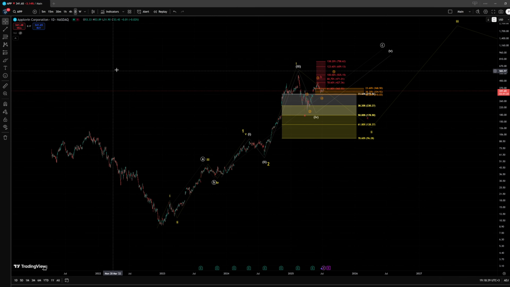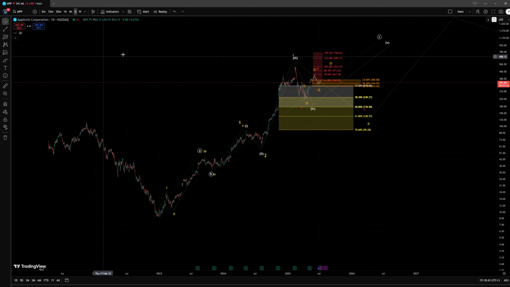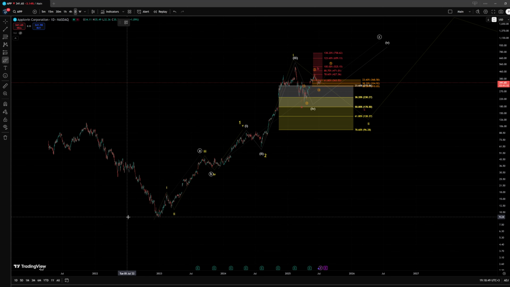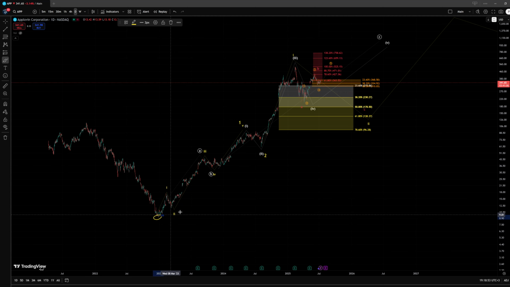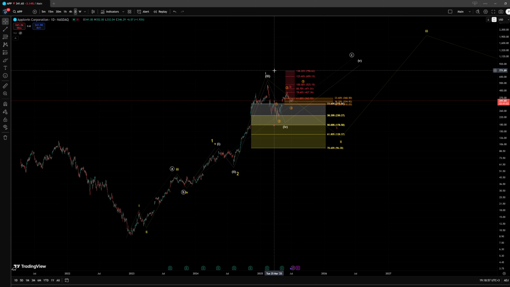Today we are looking at Applovin, a stock analysis request from a previous video, and of course, since we use Elliott wave analysis or Elliott wave theory, we start with the lowest point here around December 2022, and from there we have two main scenarios that we are tracking.